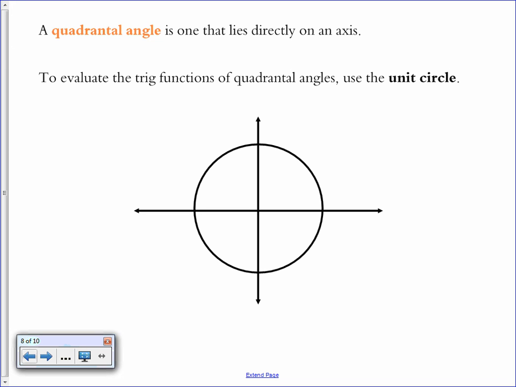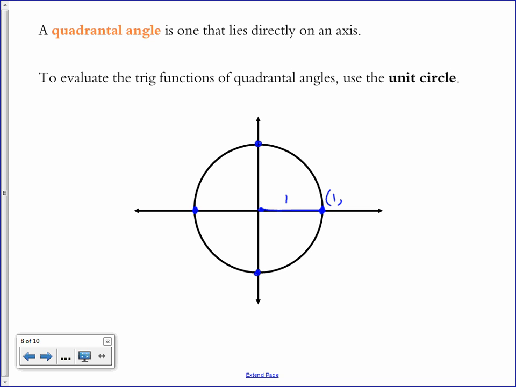What's going to be helpful to know here is the unit circle has a radius of 1, as we know. That's what unit circle means. And if the radius of this circle is 1, it's going to be helpful to know the coordinates of the points here at each of these quadrantal angles. So the coordinates of this point, think about it as x comma y. If the radius is 1, it makes sense that the x value here is 1.